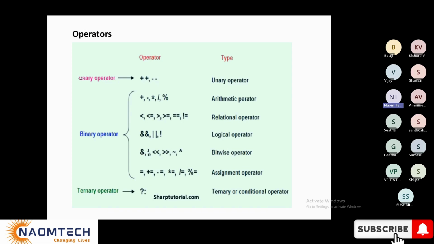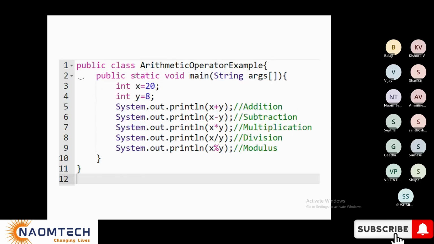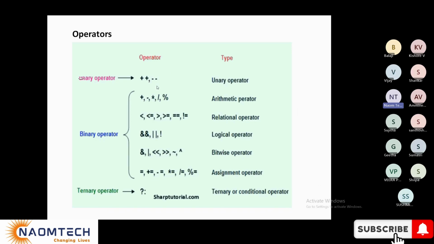Bitwise: and, or, then the left shift operator, right shift operator, and this tilde means flip operation, and then this is the not operation. And assignment: equal, plus equal, minus equal, something like this. Ternary: question mark colon is ternary. And finally, unary operators, plus plus and minus minus. This is all about operators, friends. Understood, no? So this is all about different operators.